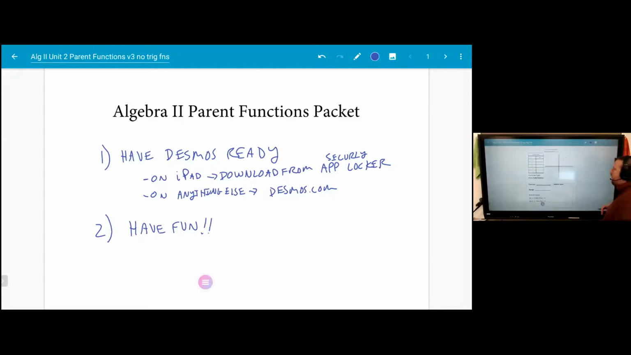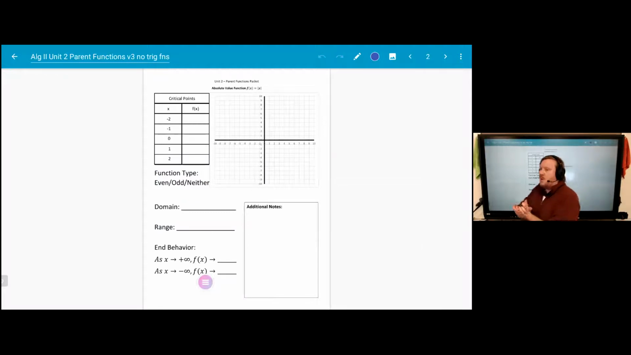Second page. So you've got a few of these. We've got a bunch of different functions that we're going to be looking at. Basically, I want you guys to sketch some graphs of what these functions are. You're going to be filling in some tables of critical points. I'm giving you some of the X values, and I want you to find the Y values. Don't worry about the odd and even and neither function type right now.